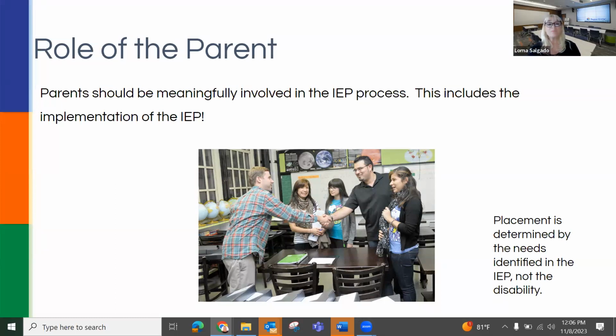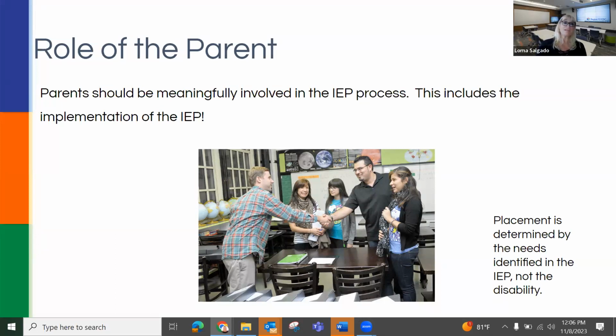It includes implementing that IEP. So we want to make sure that we're going to give you ways not just to participate in the meeting, which is important, but also how do I follow up? What do I need to know about the IEP from meeting to meeting? And the first thing I started with was remember that our IEP placement is determined by the needs in the IEP and not by the disability.